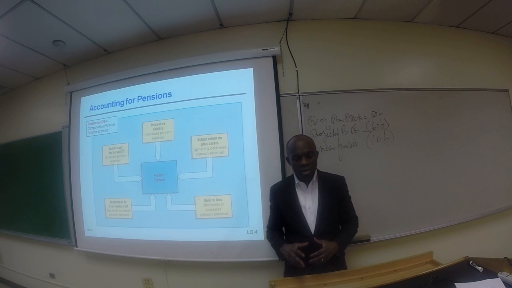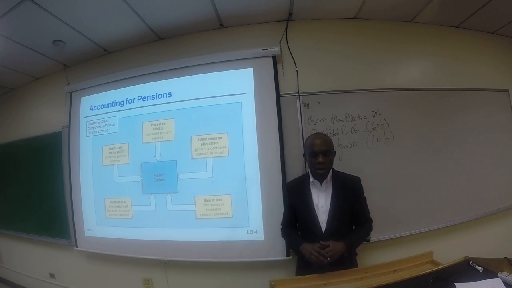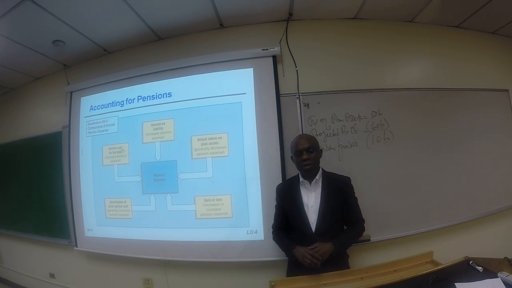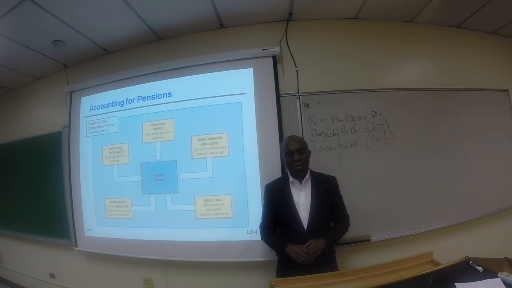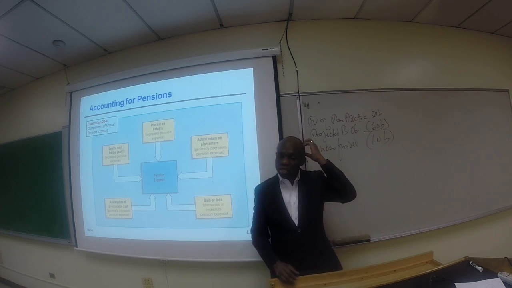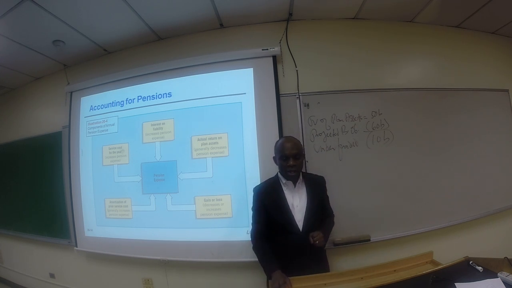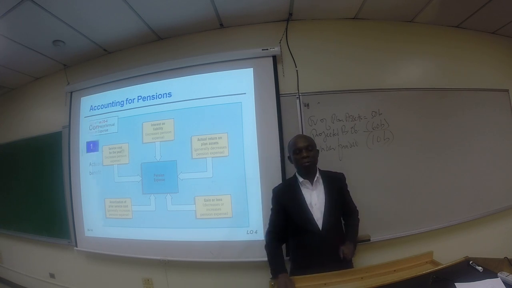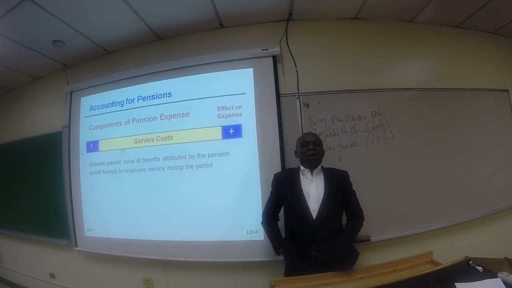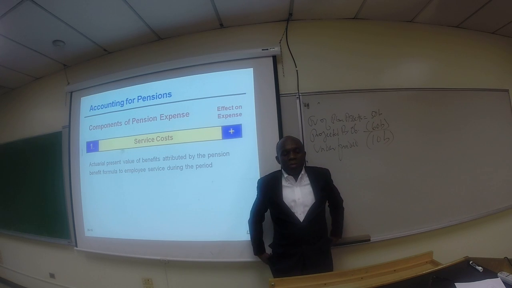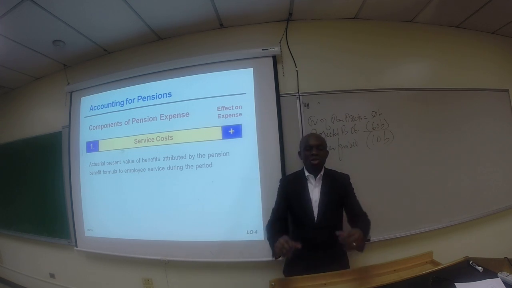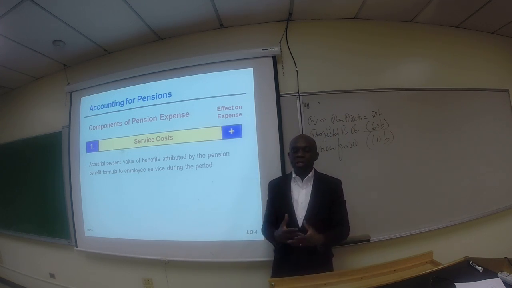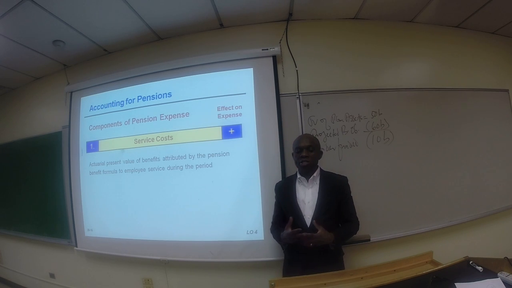So pension expense is relatively complicated in relationship to other types of expenses. Now, let's take a look at the 5 components of pension expense. Number 1, this is the service cost. So here, the actual present value of benefits attributed by the pension benefit formula to employee service during the period.